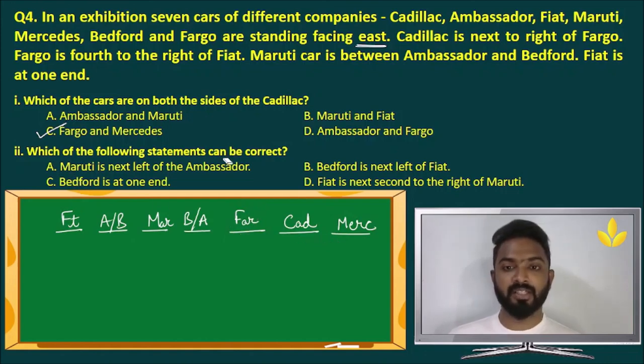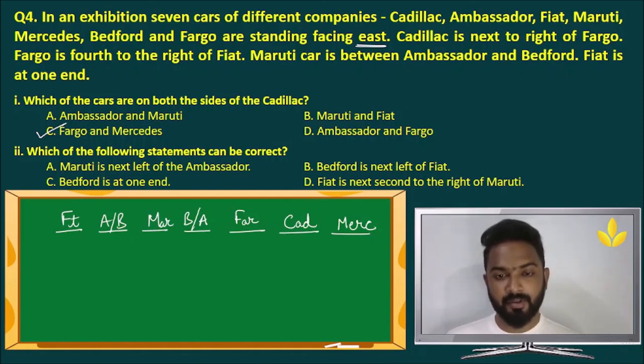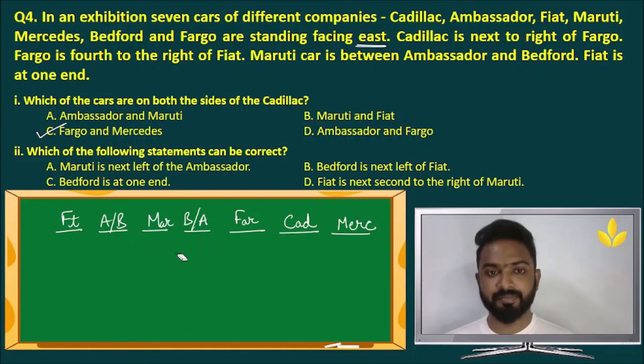Question number 2. Which of the following statements can be correct? Can be. A says Maruti is next left of the Ambassador. Maruti may be next left to the Ambassador. Yes, next left of the Ambassador. So Ambassador may be here and Maruti can be to the left of Ambassador. Yes, pretty possible.